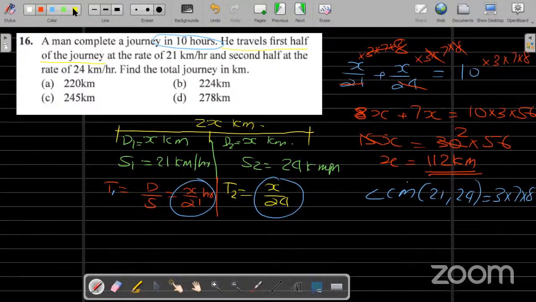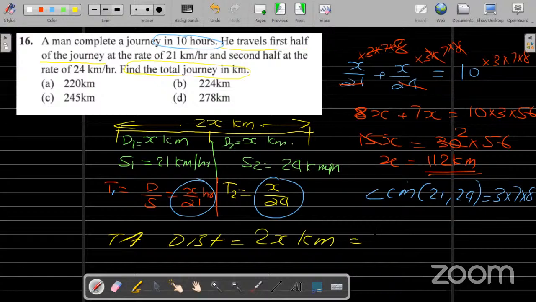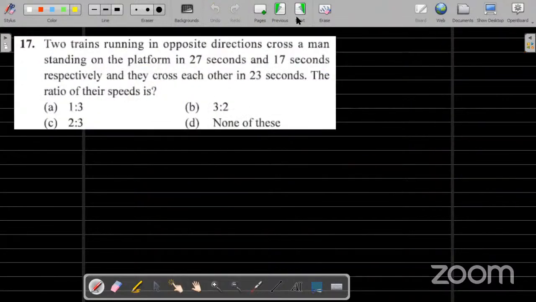Now we need to find the total journey. Total journey means 2x kilometers. So x is 112 kilometers, and the total distance is 2x, so that will be 112 into 2, which is 224 kilometers. That is the answer to the question. Option B is the answer. Hope it is clear. We are moving to the next question.